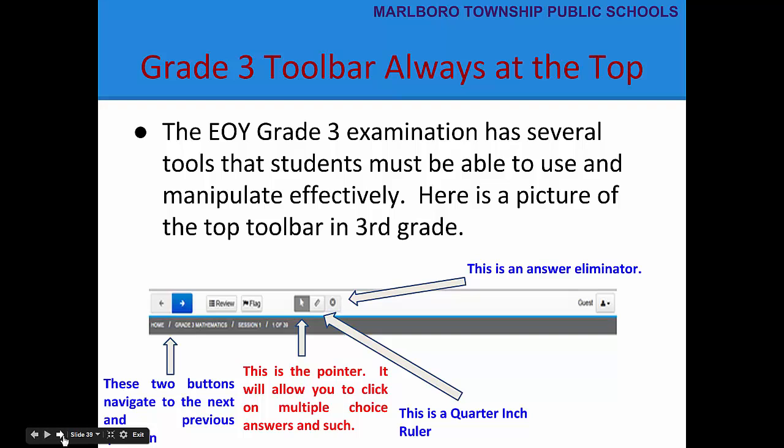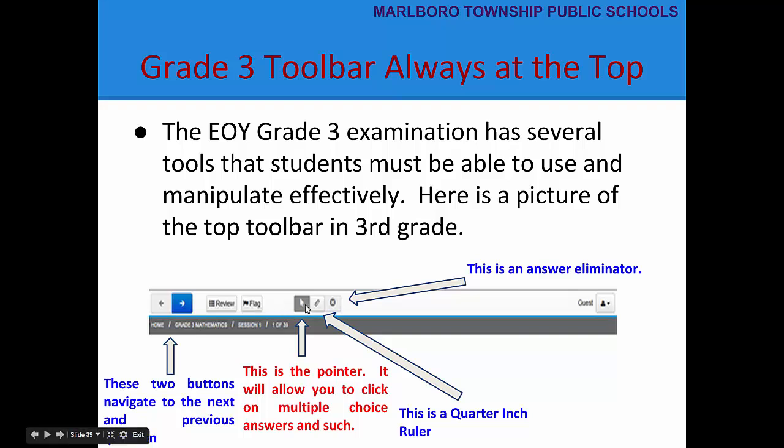The grade 3 toolbar, always at the top. This is something students need to understand seamlessly. There are 2 ways to navigate to questions. Number 1, you can use your arrow buttons here, your navigation buttons. You can also click review and then navigate to any question. If you're navigating any more than a few clicks away, the review is the way to go. The flag will flag it for later so you can see I need to go back. It's a problem you didn't fully understand or you needed to check.